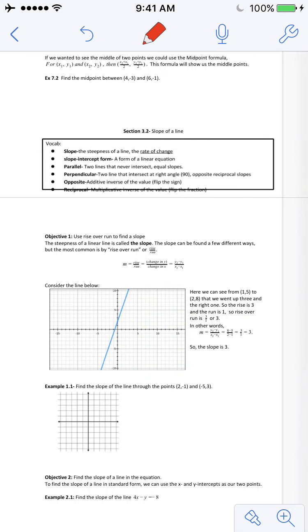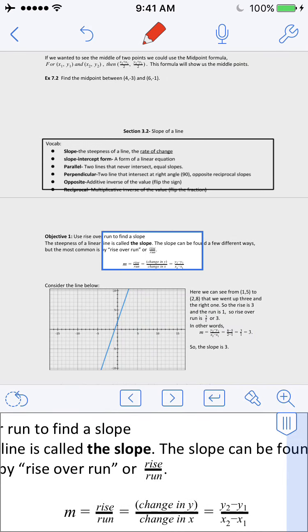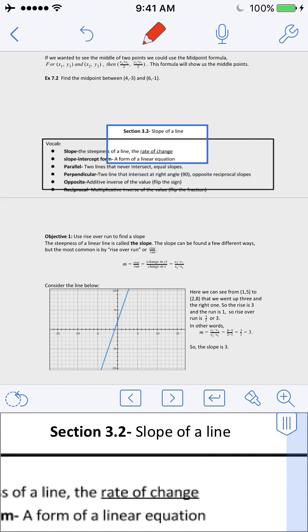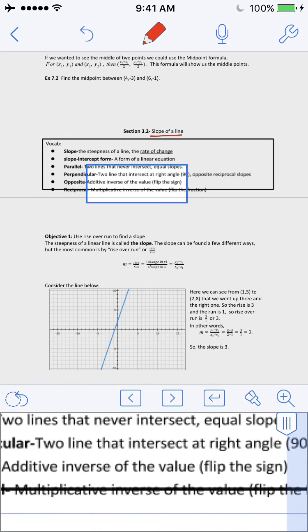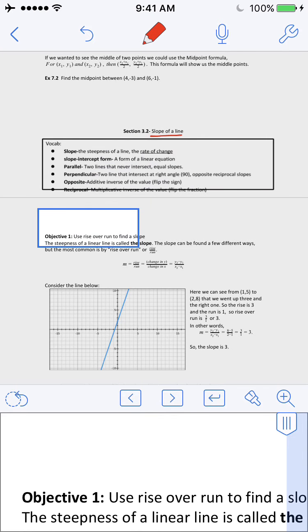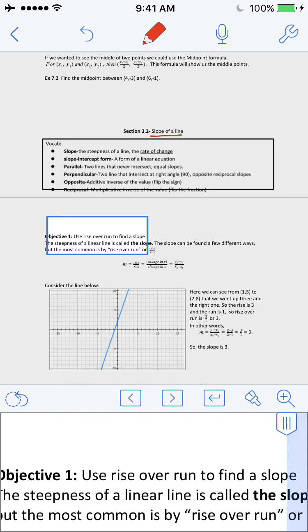Alrighty, section 3.2, slope of a line. Very important. Remember, my notes are just a little bit different than yours, only in the sense that they're spaced out differently. All of the same stuff should be there. Alrighty, objective number 1: using rise over run to find slope.